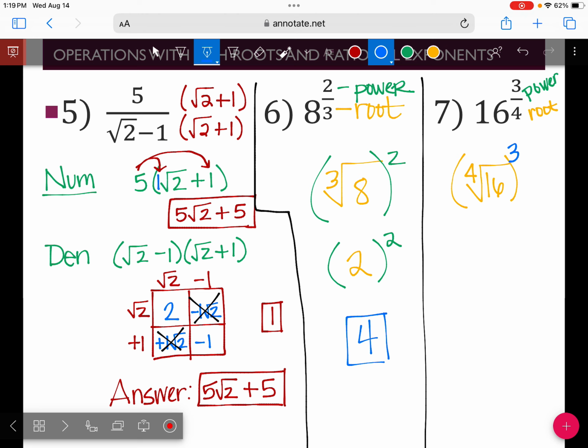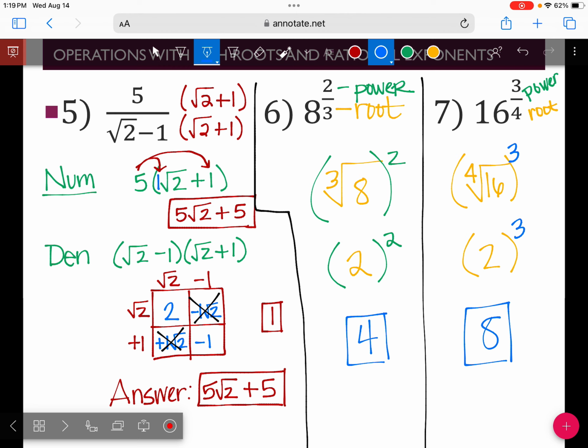Anybody know what the 4th root of 16 is? Show me with your fingers. What's the 4th root of 16? It's 2. 2 times 2 times 2 times 2 is 16. So what we really have is a 2. And now raise that to the power of 3. 2 times 2 times 2, and your final answer should be 8. All right, questions?